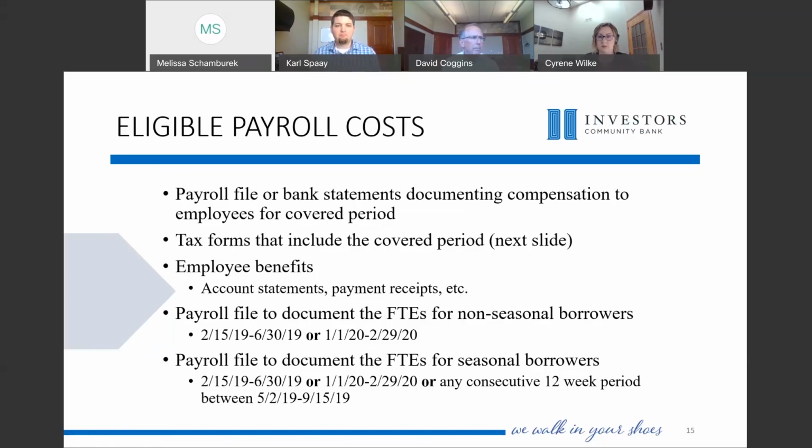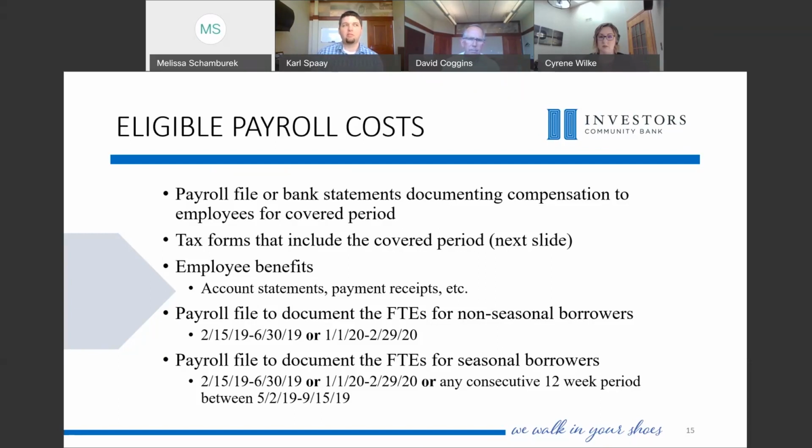But the payroll cost, since this program was really designed around protecting payroll, is going to be the largest portion of the forgiveness amount. So documentation that you're going to need to provide if you have employees is a payroll file for the covered period, and then also for the reference period to determine if there was any reduction in FTEs between the two. So this payroll file could be something that you export out of a third-party payroll provider such as ADP, or some type of documentation that shows the amount of cash compensation to employees.